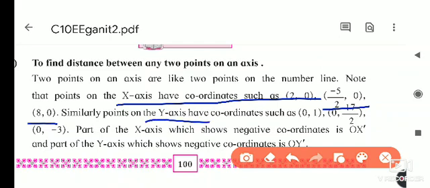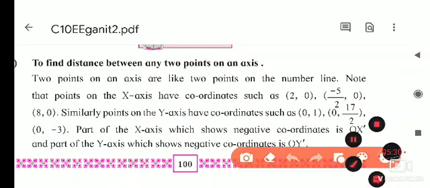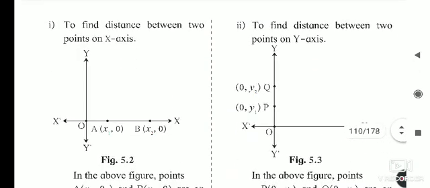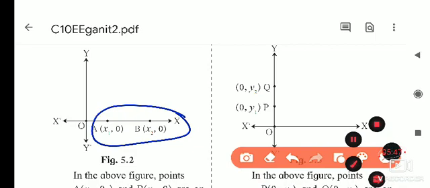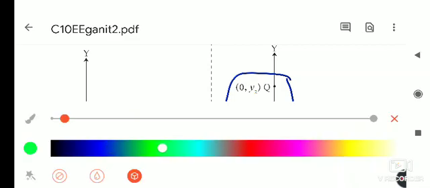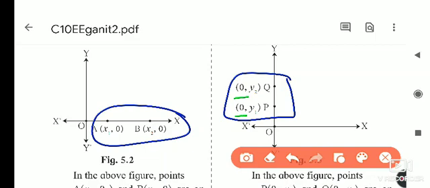Similarly, how do we denote points on the y axis? For points on the y axis, the x coordinate we have to take as 0, like (0, 1), (0, 72/2), (0, 3). So points located on the x axis have y coordinate 0, and points located on the y axis have x coordinate 0. If you see here, the x coordinate is 0 and the point is located on the y axis. Yes, this is the y axis and this one is the x axis. Same thing, when the point is located on the x axis, its y coordinate is 0.